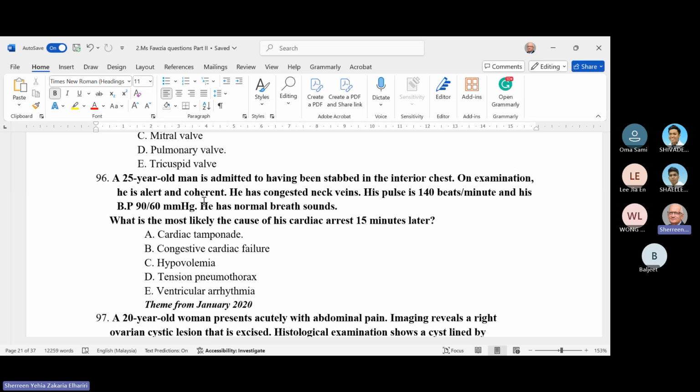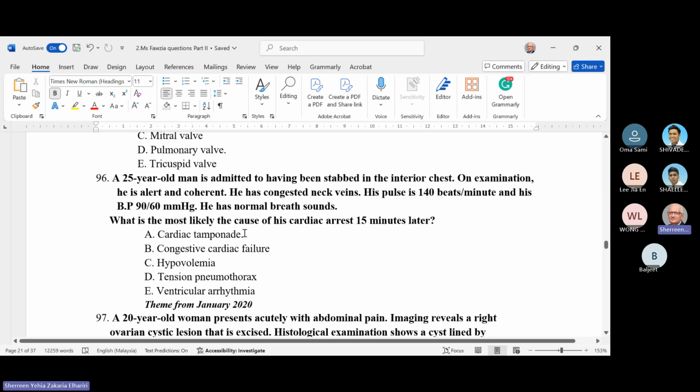Okay. Next question. A 25 years old man is admitted, having been stabbed in the inferior chest. On examination he is alert, coherent, and has congested neck veins. So first, congested neck veins. Pulse is high, 140, blood pressure is low, and he has normal breathing sounds. We mentioned normal breathing sounds to exclude tension pneumothorax. So what is the most likely cause of the cardiac arrest 15 minutes later?